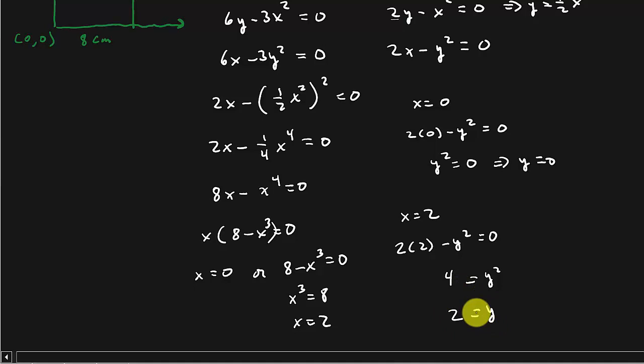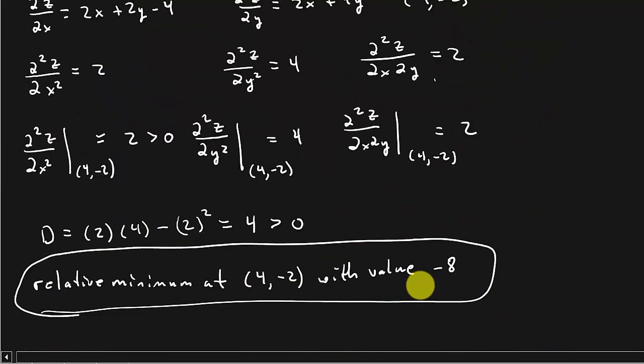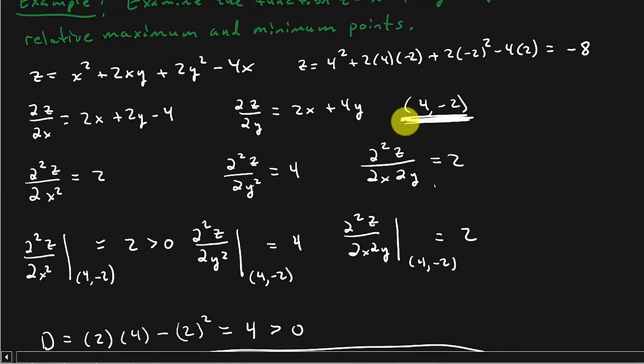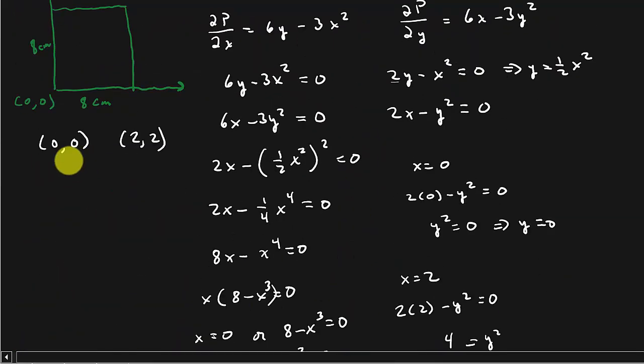All right. So what I have here to test is the point (0,0), because when x was 0, we got y to be 0, so there's a point. And then when x was 2, we got y to be 2. So these are the two points I have to check where there's a possibility of there being a relative max or min. See, in the first problem, we just had one point. And in this one, we've got two points to check out.